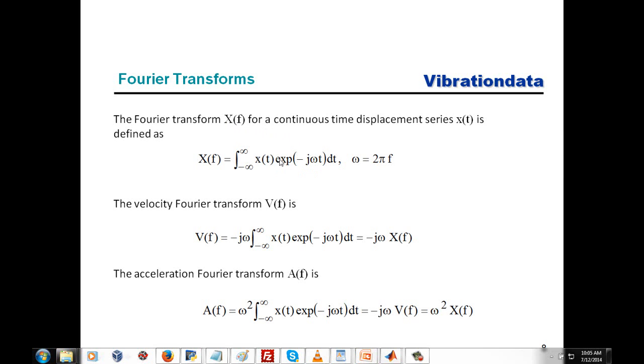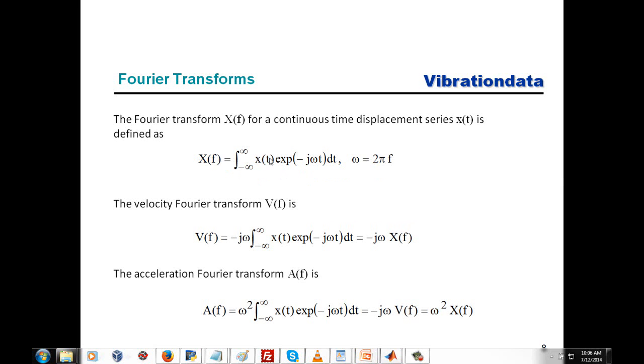So embedded in this integral, we have our time domain function. It's multiplied against a weighting factor. J is the square root of -1. And omega is the frequency term. So imagine omega is radians per second. Then that's equal to 2 pi times frequency in hertz. And this is our mathematician's format for calculating the Fourier transform for a displacement.